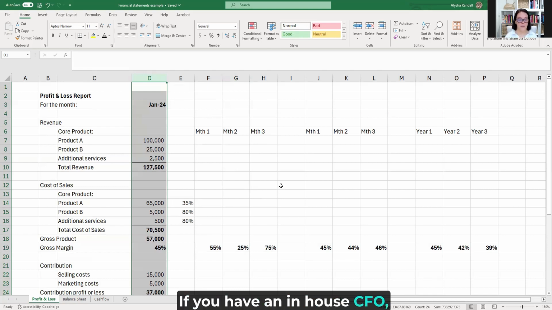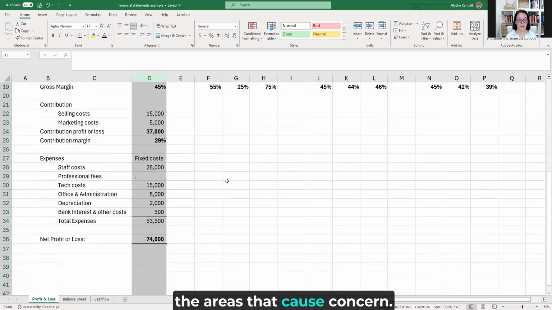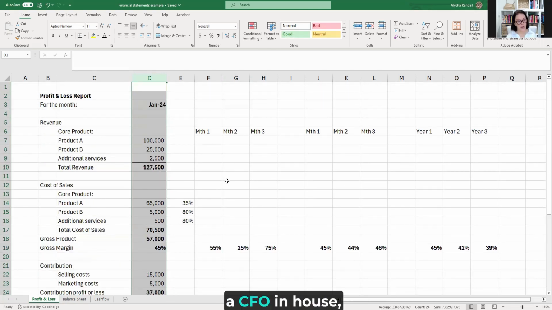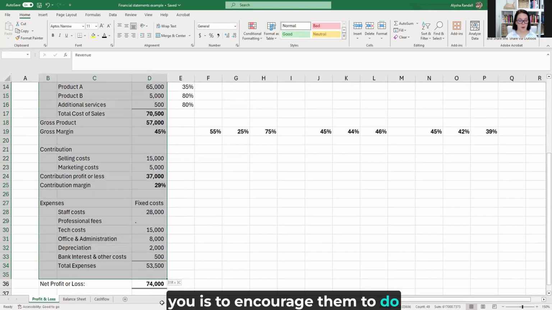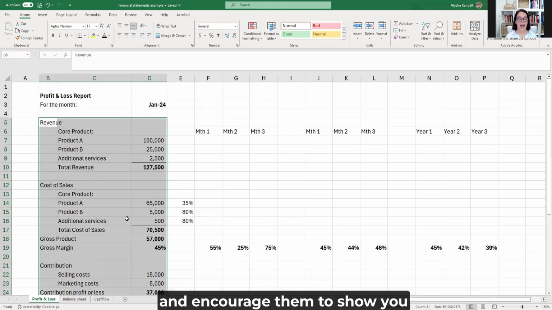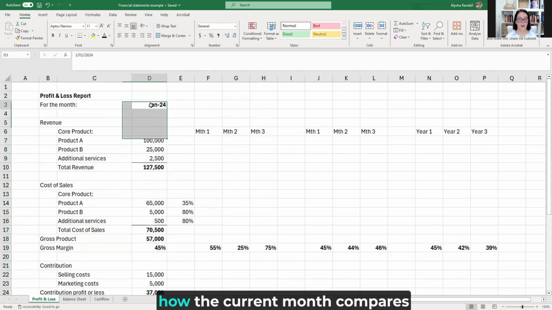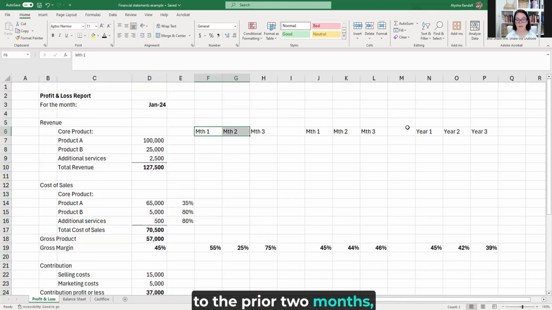If you have an in-house CFO, they will be doing that for you, and they'll probably tell you the areas that cause concern. If you don't have a CFO in-house, then generally this will sit with the founder, particularly with startups. The bookkeepers will do the P&L that I showed you originally. Your job then, if you don't have a CFO helping you, is to encourage them to do a P&L that looks like this, and encourage them to show you how the current month compares to the prior 2 months, prior year same month, and budget.